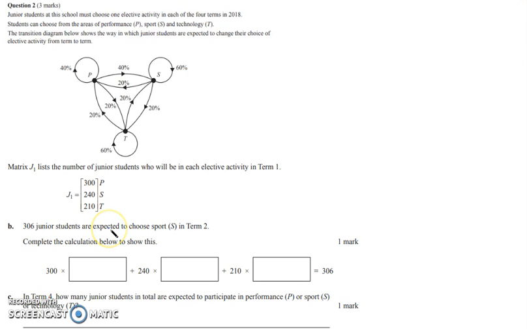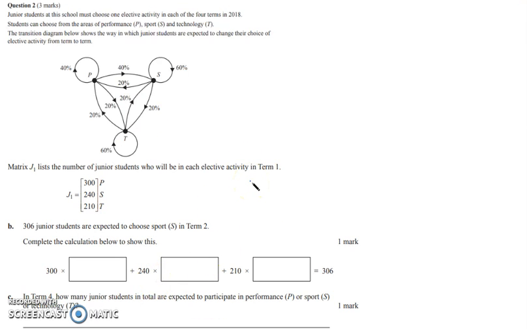Part A is a pretty simple question, so I haven't included it. The matrix J lists the number of students who will be participating in an activity in term 1. Those doing performance is 300, those doing sport is 240, and those doing technology is 210.